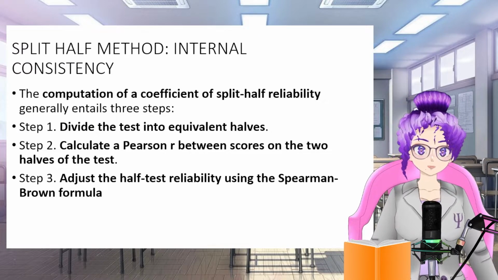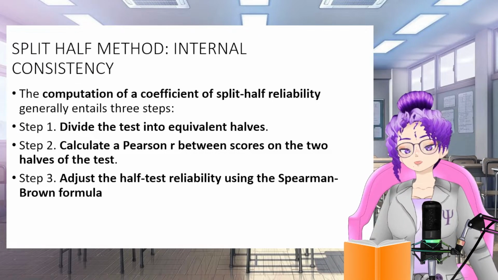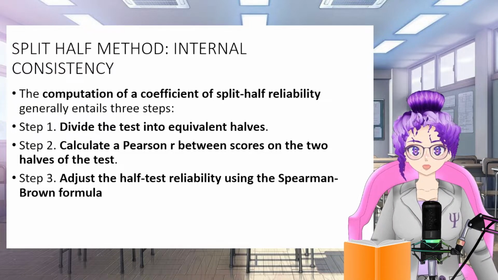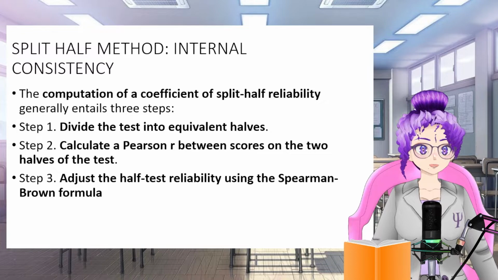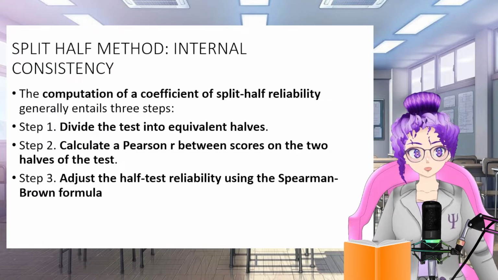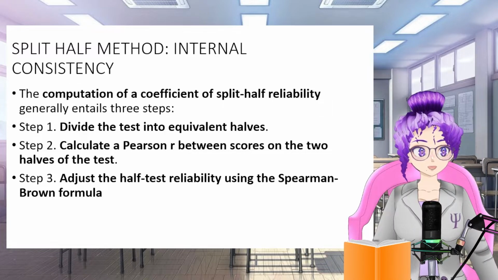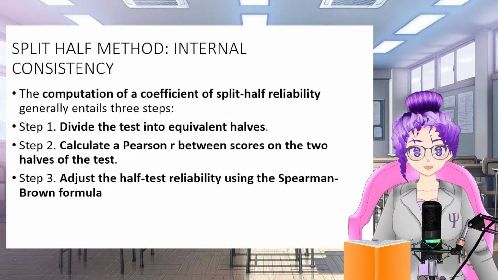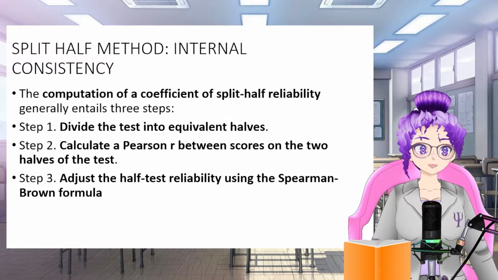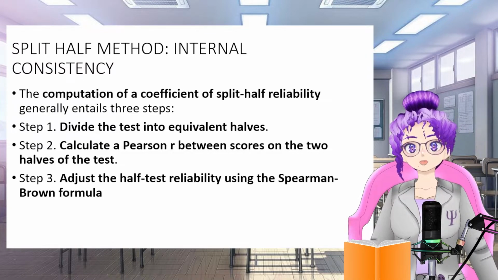But if it's like a power test wherein the items become progressively more difficult over time, you need to divide it using the odd-even system. And then once you get the scores of the two halves of the test, you correlate them using Pearson's r and use the Spearman-Brown formula as a correction to the r.